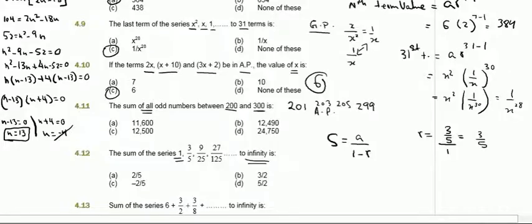So our S equals A over 1 minus R, which will become 1 divided by 1 minus 3 over 5, which is 1 divided by 2 over 5, and this will become 5 over 2. So our answer for 4.12 is D.